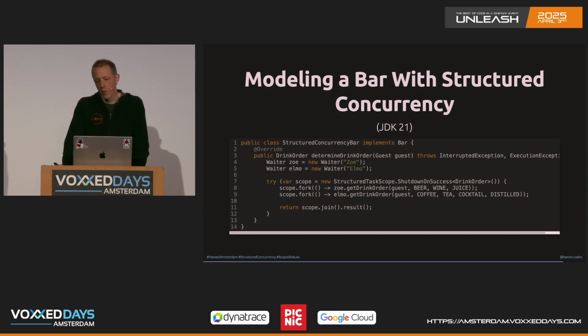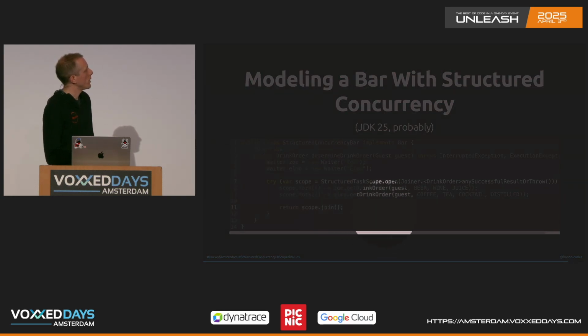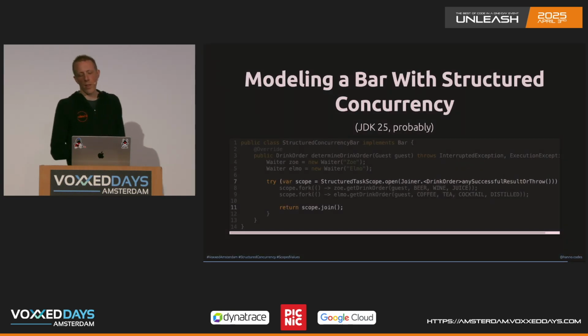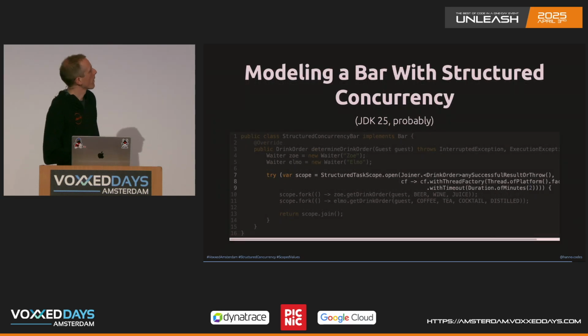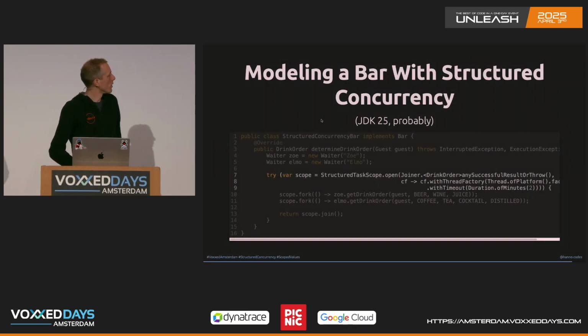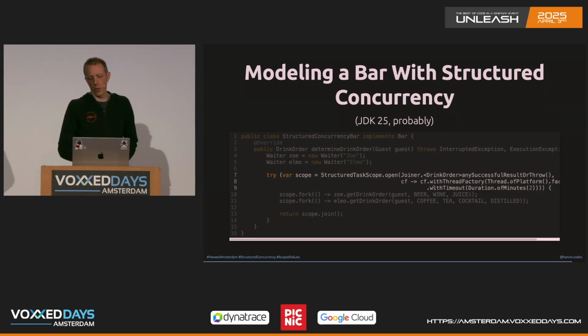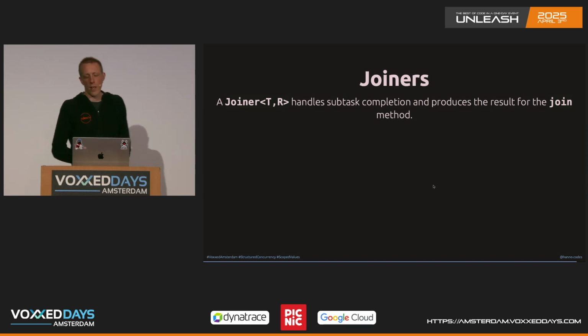So that makes it a bit more robust. You can also do ShutdownOnSuccess to show you how that works. Also the open method, but then you would have to pass a joiner that says anySuccessfulResultOrThrow. And the good thing about that is that Java comes with a few predefined joiners that have a different behavior. And you can also overload the joiner here and pass it a platform thread factory if you want, or a specific timeout. So lots of options to configure that. All handled in the Joiner interface.